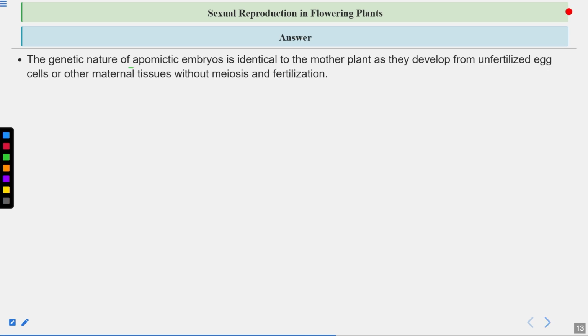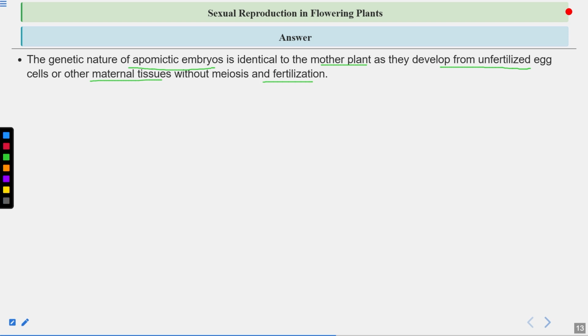The genetic nature of the apomictic embryos is identical to the mother plant, as they develop from the unfertilized egg cells or maternal tissue without meiosis and fertilization, right? So the genetic nature will be exactly the same, identical to the mother plant, because only the mother plant cells are involved in the formation of the seeds, right?